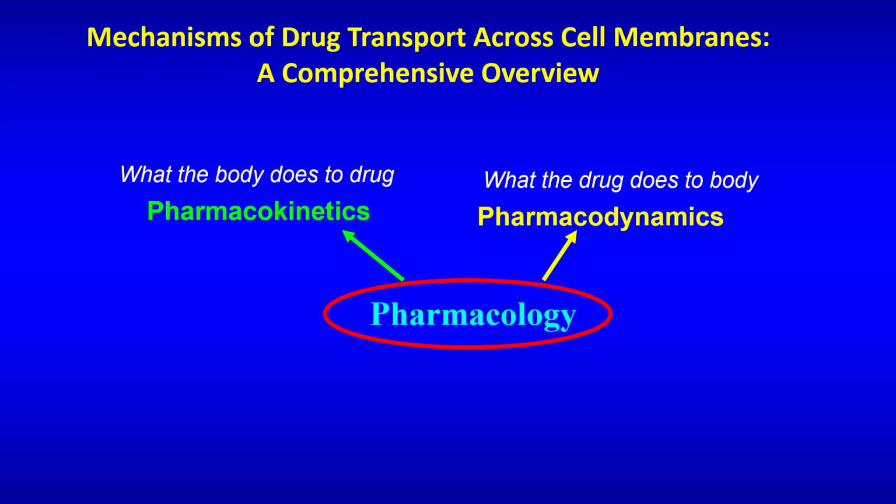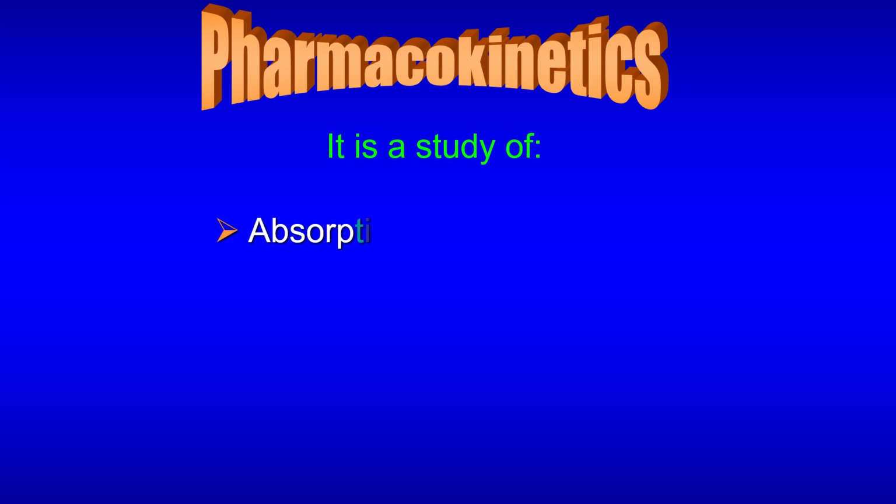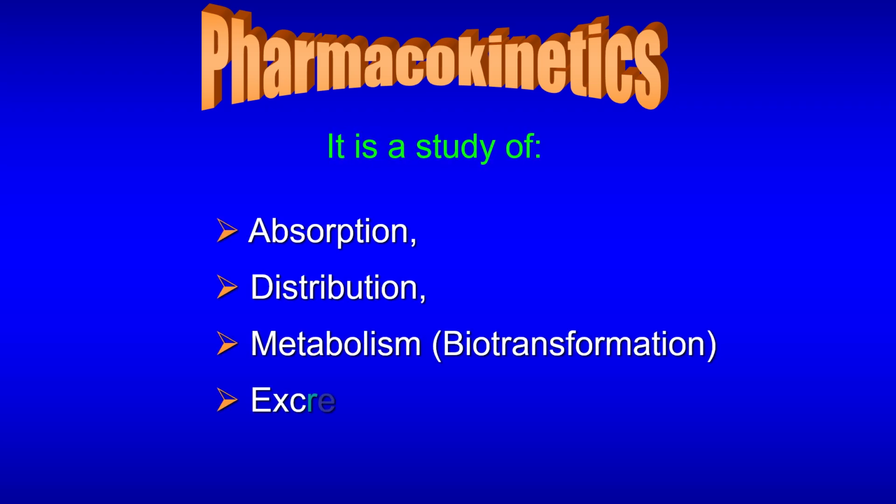Pharmacokinetics explain what the body does to the drug, and pharmacodynamics explain what the drug does to the body. These processes help us understand the effects and interactions of drugs within biological systems. Absorption, distribution, metabolism, and excretion are key components of pharmacokinetics. They determine how a drug is processed and ultimately eliminated from the body.